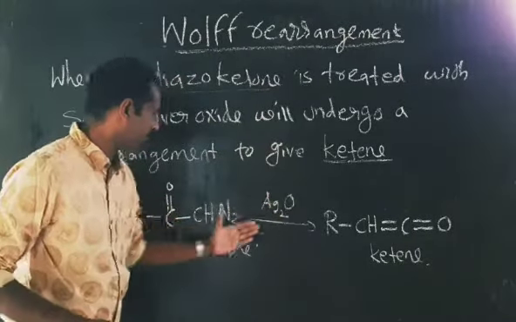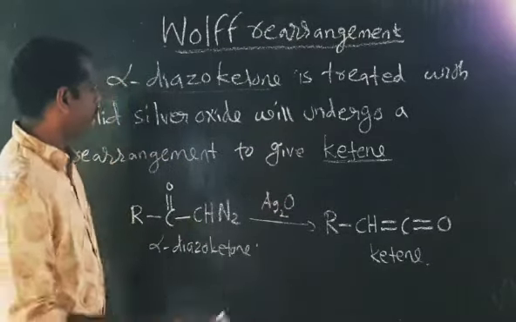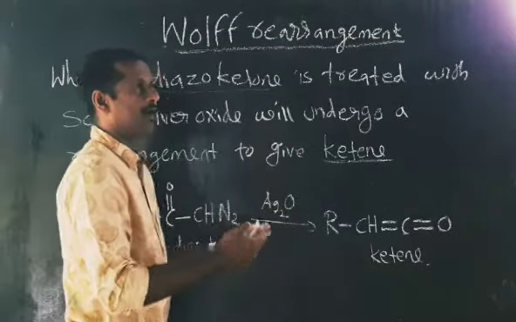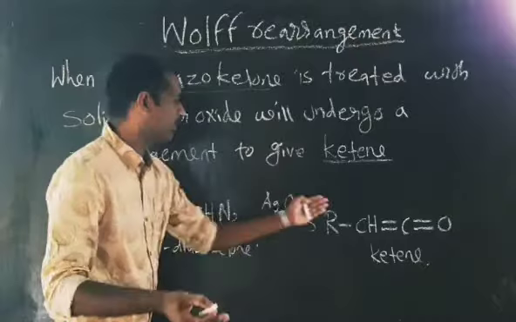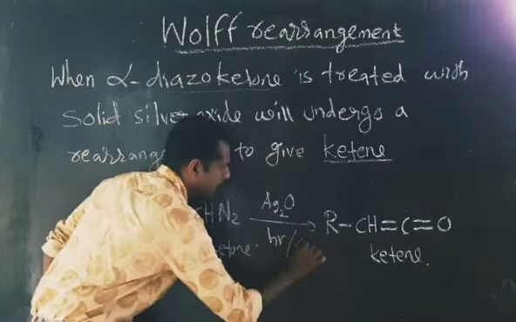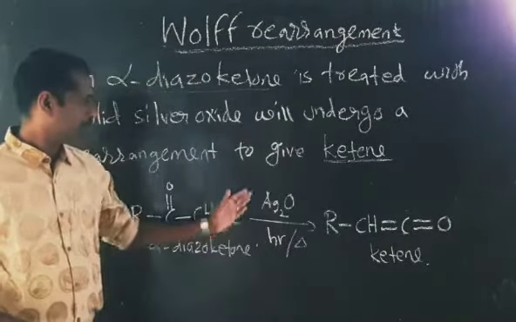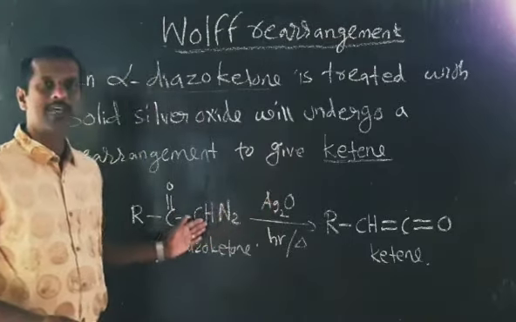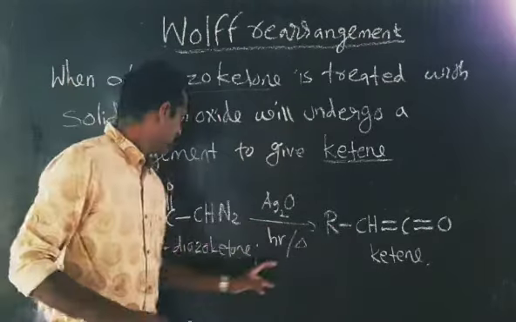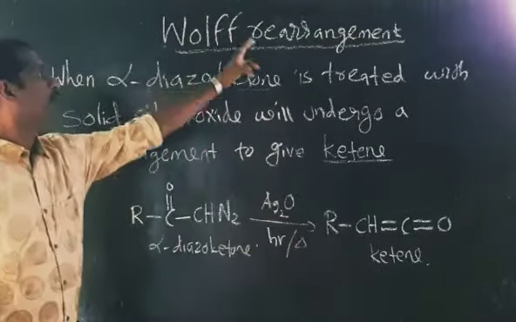For this transformation we are using silver oxide, and keep it in mind, instead of silver oxide, this reaction can occur on irradiation, h nu, or on heating also. So instead of silver oxide, on irradiation or heating, we can convert alpha diazoketone into ketene. This reaction is known as Wolff rearrangement.